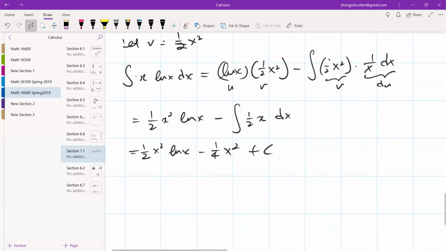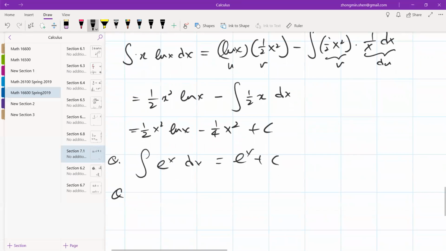Right, so let's look at the next problem. I know how to evaluate this integral. No problem. This is going to be e to the x plus c. How about x times e to the x dx? This is the opposite of what we did before.